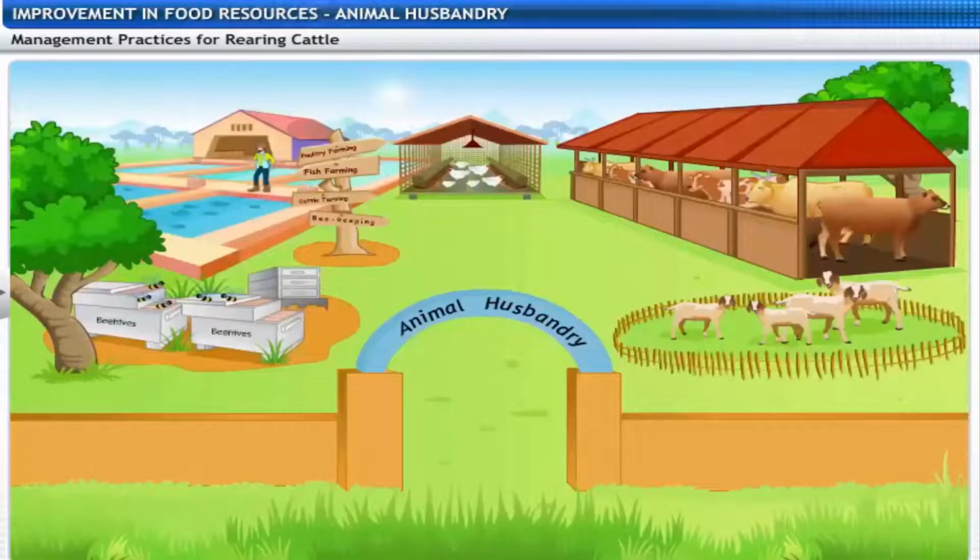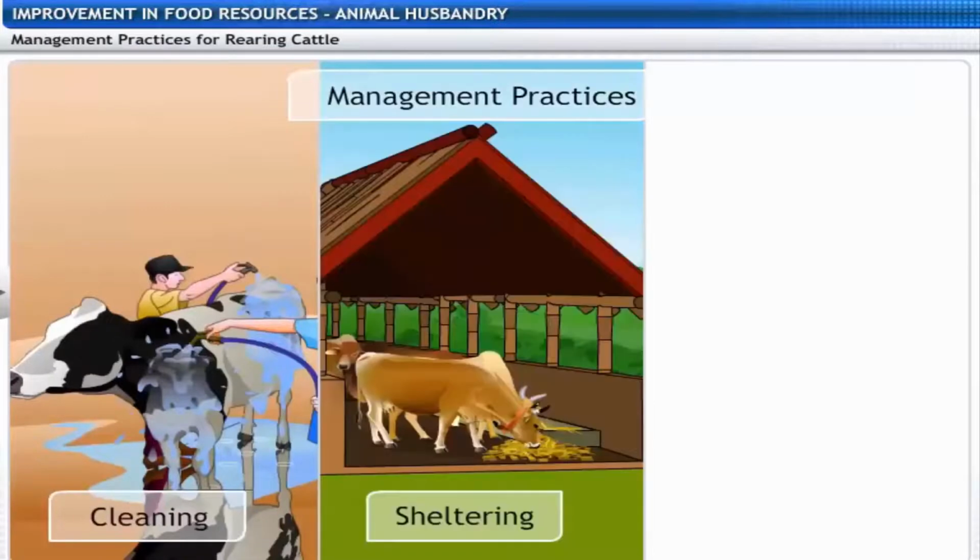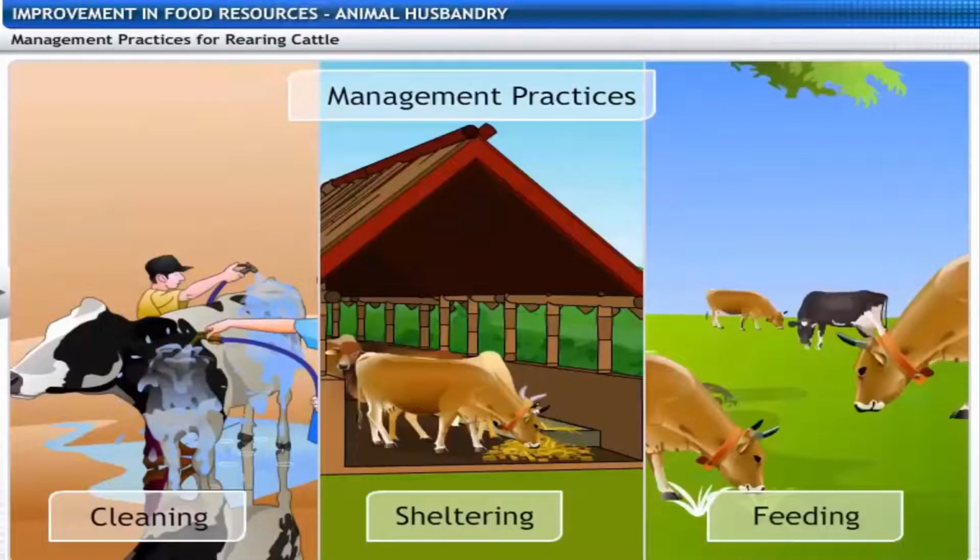Let's take a tour of the farm with Moo. This will be a good opportunity to examine the management practices for rearing cattle. Should be interesting to find out how they are able to keep their cattle well-fed and happy.